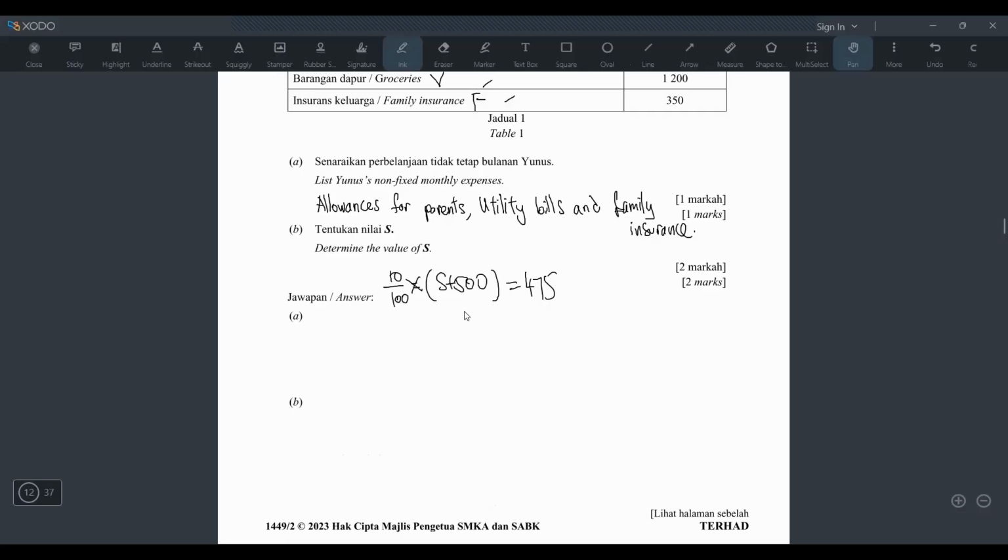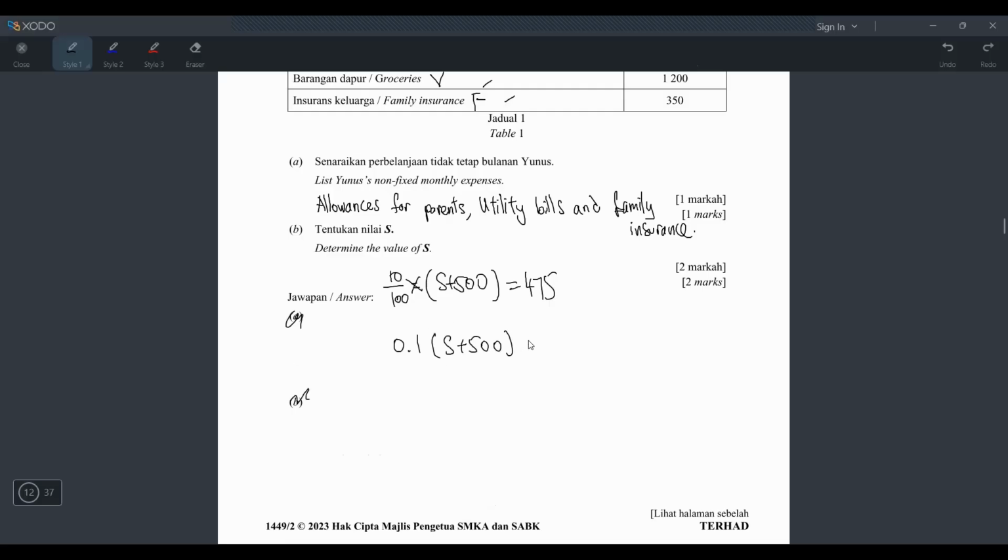So how to find S now? Okay, 10 divided by 100 is 0.1. So 0.1 times S plus 500 equals 475. So this one you can expand. Of course you can bring the 0.1 to the other side, become divide also. Okay, 0.1 times S is 0.1S. 0.1 times 500. Okay, let me press a bit.